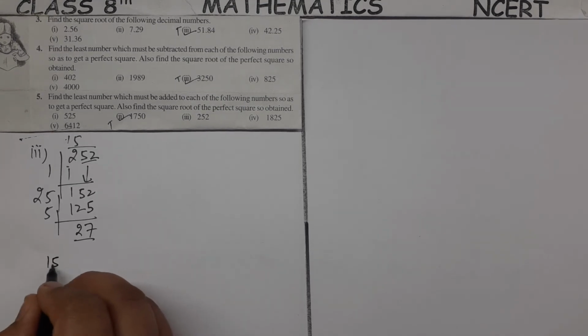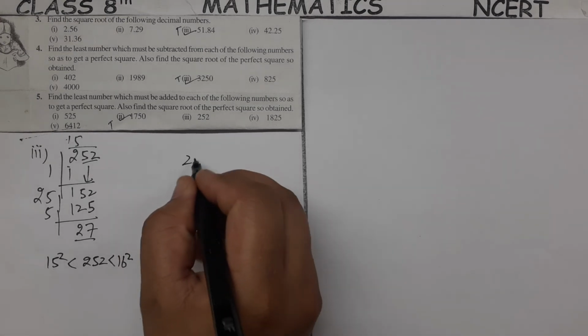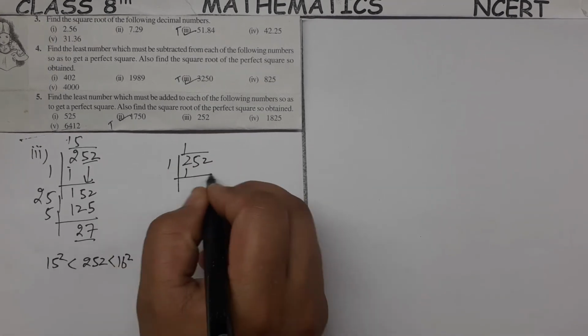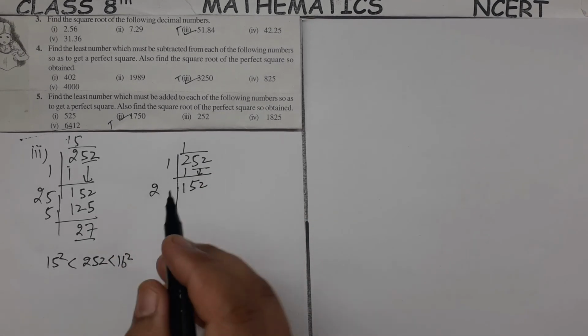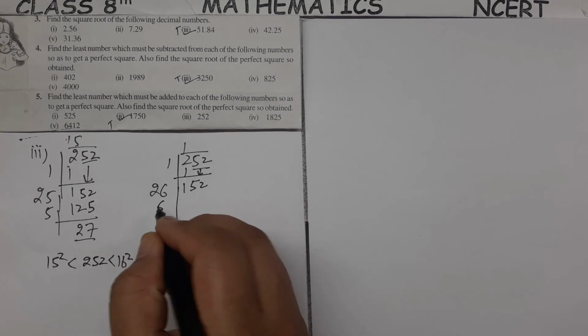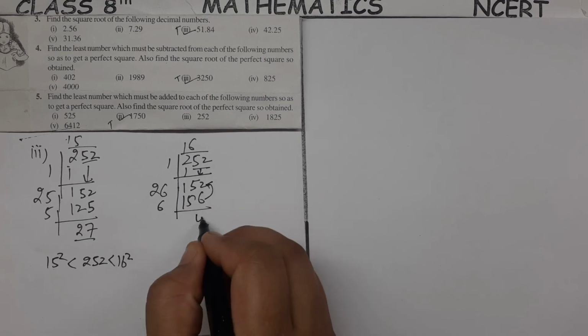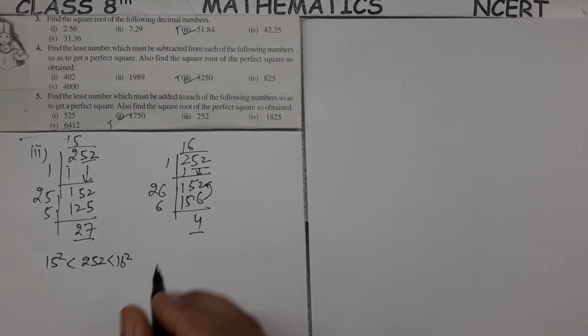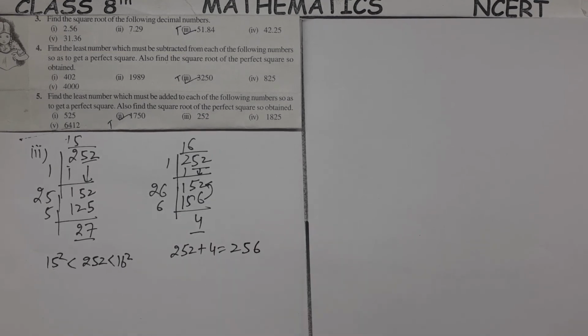So 15 square is less than 252, 252 is less than 16 square. Again we will do 1 square. Double of 1 is 2. 6 6s are 36. Subtract, we have 4. So we have to add 4 to 252. It becomes 256. Hence the square root of 256 is 16.